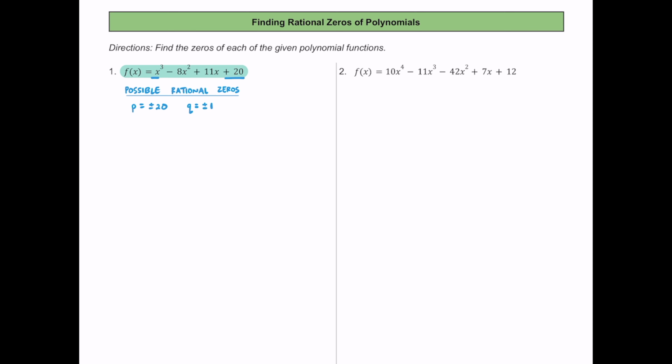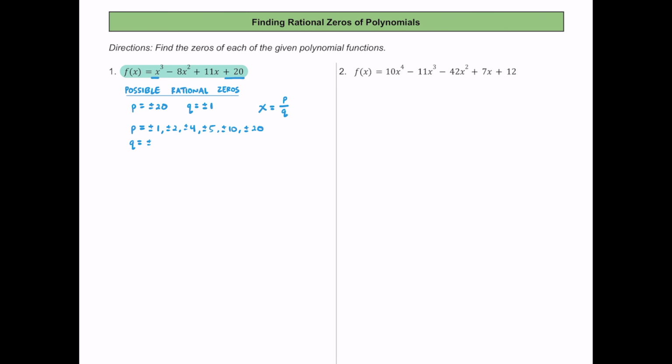So remember that all the possible rational zeros that this polynomial could have has to come from the ratio of the factors of p to the factors of q. For all the integer factors of p, which is plus or minus 20, we could have p be plus or minus 1, plus or minus 2, plus or minus 4, plus or minus 5, plus or minus 10, and plus or minus 20. Now for q, q is a little bit simpler, right? So q just had 1, so we're just going to have plus or minus 1.